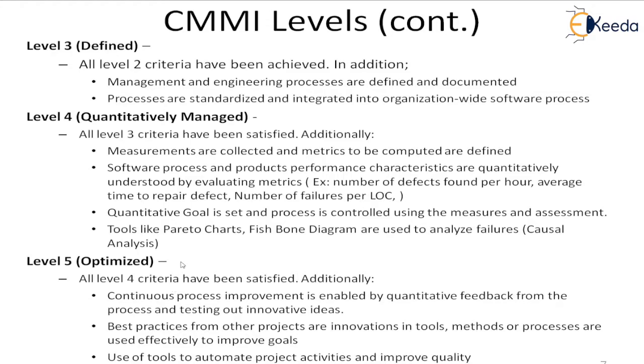Then we come to level 5, which is known as the optimized level. This is the highest level of CMMI. In this, in addition to the criteria up to level 4, we need to have what is known as continuous process improvement, which is enabled by the quantitative feedback from the process and testing out innovative ideas. So based on the quantitative feedback, wherever there is failure, the team members try to work out some innovative ideas and change the process for improvement.